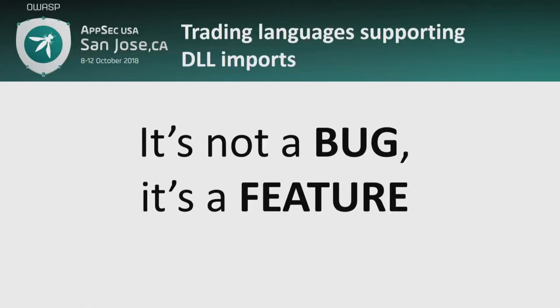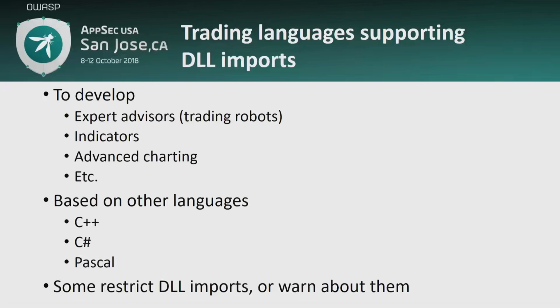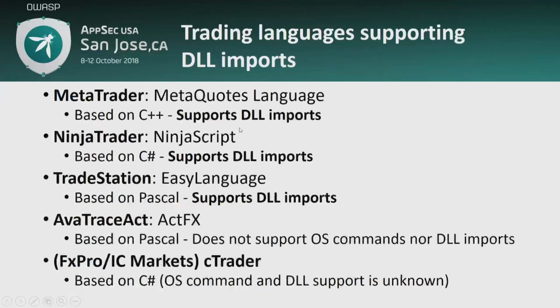Now, let's move on to another interesting topic. This is not a bug, seriously, this is a feature, and this is by design. Trading programming languages support DLL imports. They allow you to create your own trading robots and your own indicators for advanced charting and other things. The thing is, these languages come from other languages we know, such as C++, C#, Pascal. Some of the applications restrict DLL imports, some others don't.